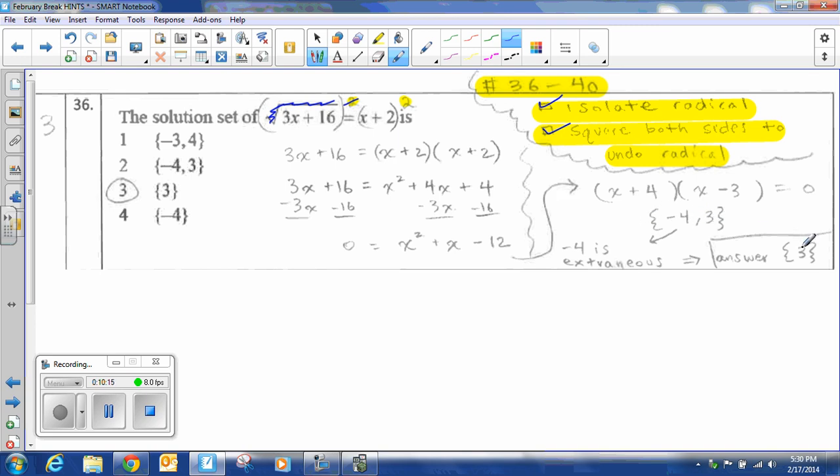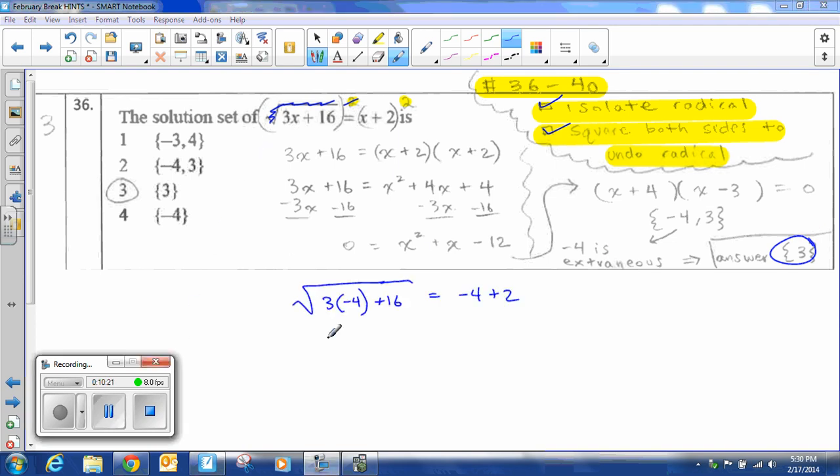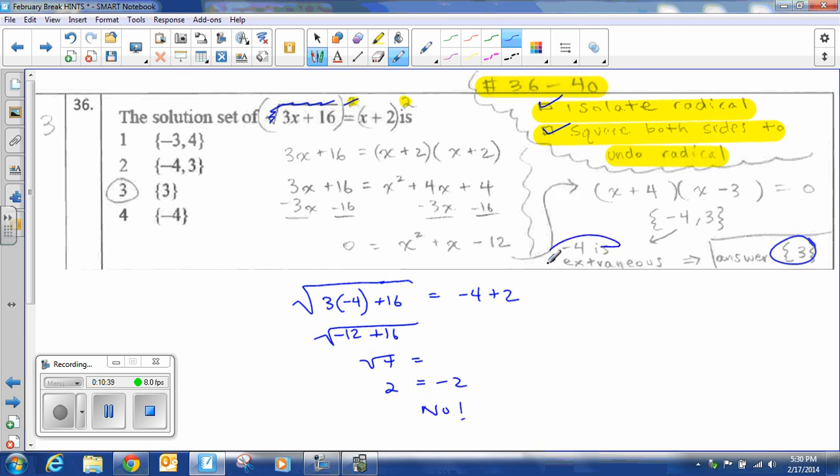Now your final answer is 3, because when you take -4 and you plug it back into the original equation, we end up with -12 plus 16 under the radical, which is radical 4, which is 2. Does 2 equal -2? No, it does not, and that's why we call -4 an extraneous root.